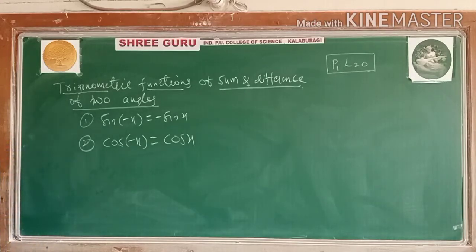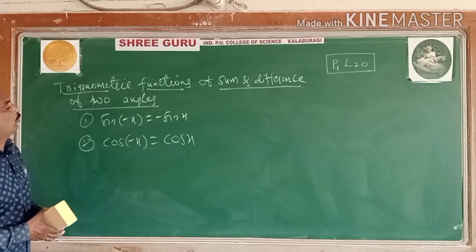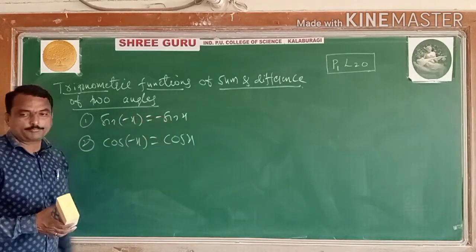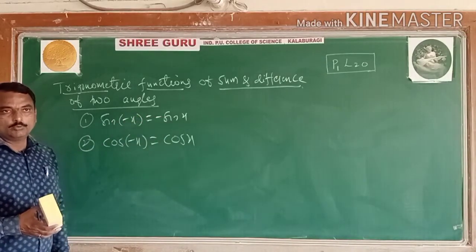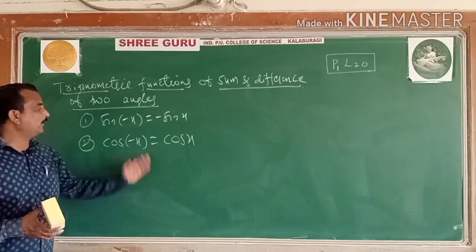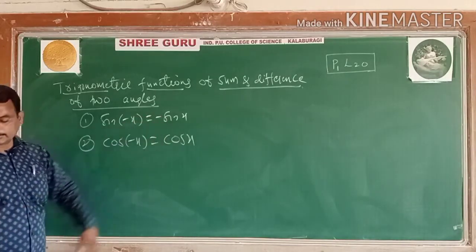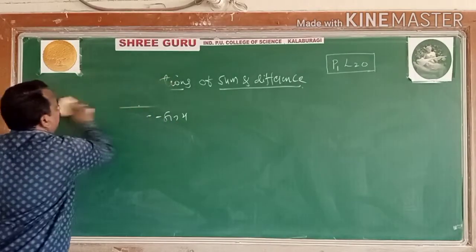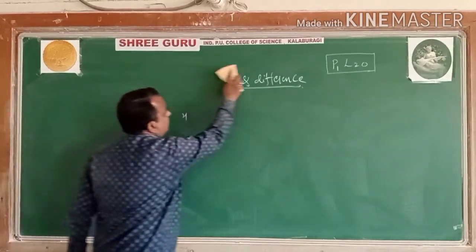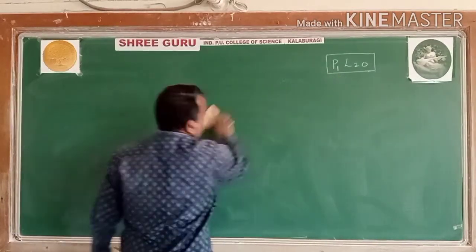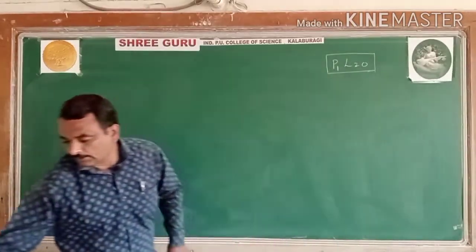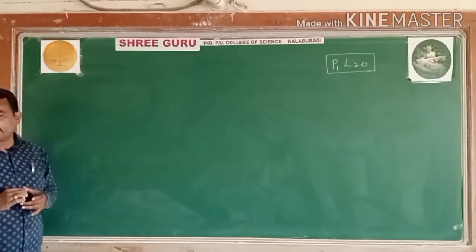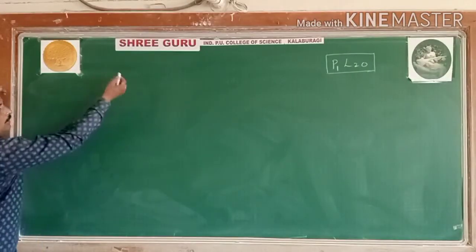Only cos and sec are positive; remaining all the trigonometric functions are negative. Now let us go for one more important result. Using that result, we will prove some more formulas related to that particular result.